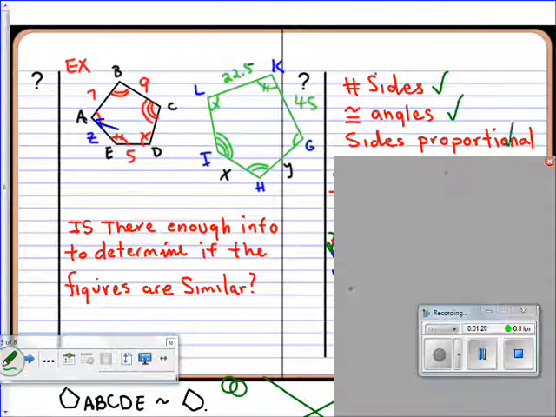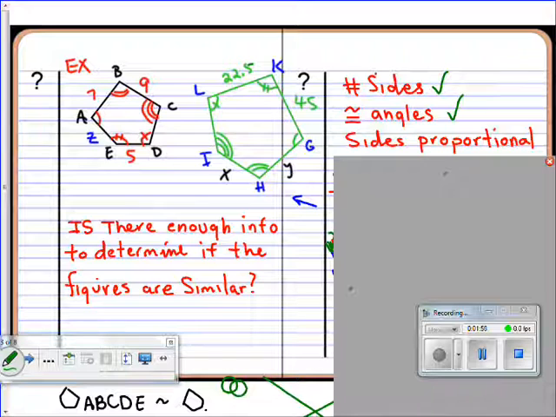Now I have a check mark next to that, but let's take a look. Sides are proportional means that I should be able to write a ratio between any two corresponding sides, and that ratio, that fraction, should be equal to whatever the other corresponding ratios are. So here's AB. It's between the single struck and the double struck angle, and it's a 7. So I'm going to go over here and find the side that's between the single struck and double struck, and there's a Y.